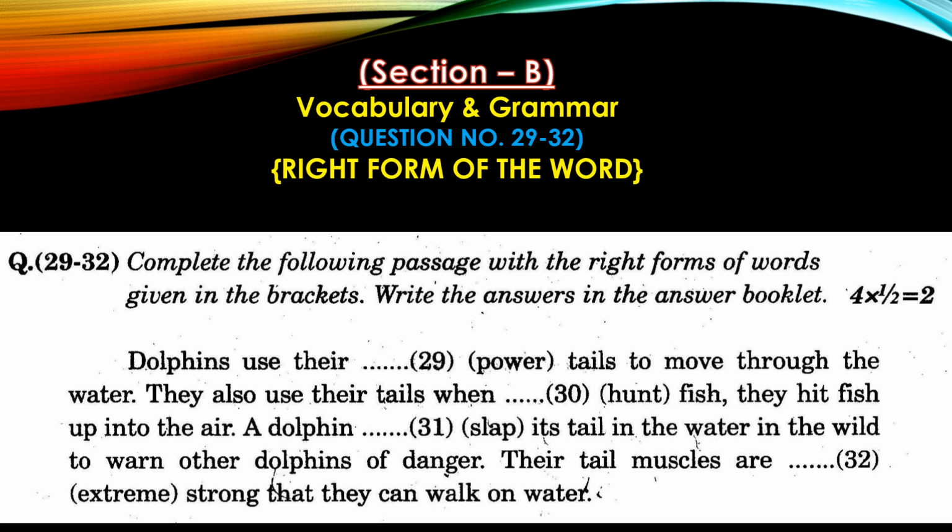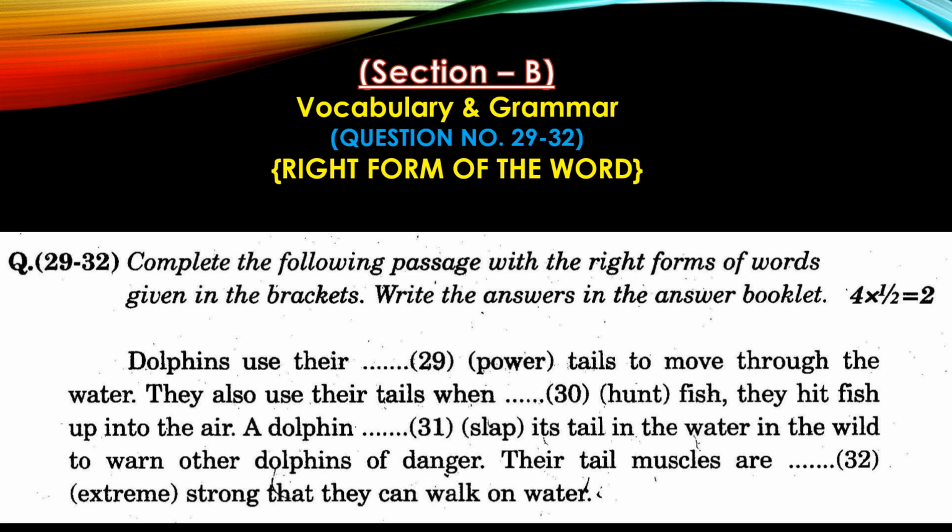Another type of question, again in section B, vocabulary and grammar. These questions are from 29th to 32nd. Complete the following passage with the right form of the words given in the brackets. Write the answers in the answer booklet. So, these questions also carry 2 marks. 4 blanks are given. Each blank carries half a mark. Then this bit carries 2 marks. So you can see, the first one I'll read: Dolphins use their dash, 29, in brackets you can see, power.